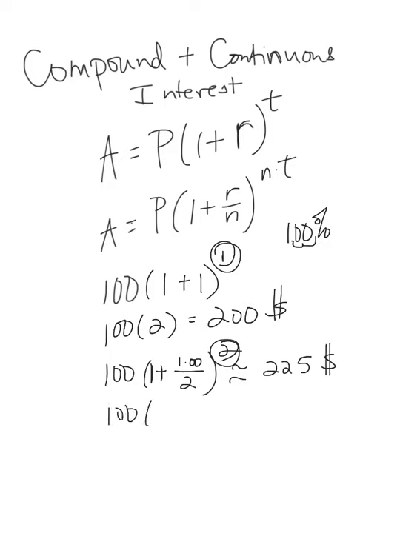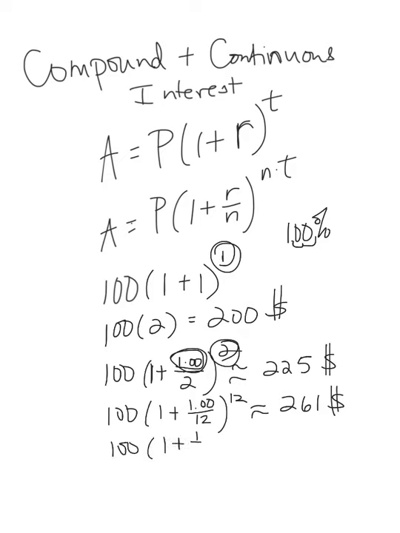So let's say they want to do it monthly. Well, how many months are there in a year? We still have this interest rate, 1 from the 100%, and we're doing it 12 times. So if you do this 12 times, you'll get $261. Okay, but let's say it's compounded daily. 365 days in a year. So when we do this, we get $271, approximately. The dollar sign should be in front, by the way.